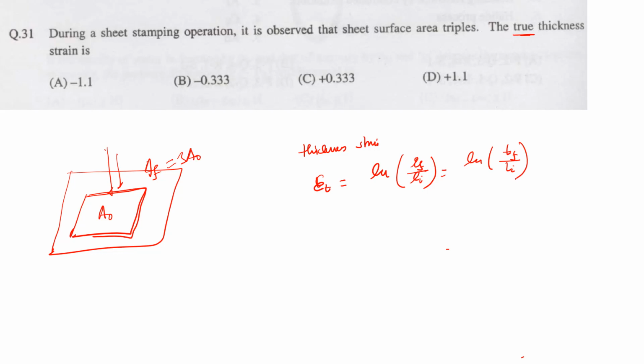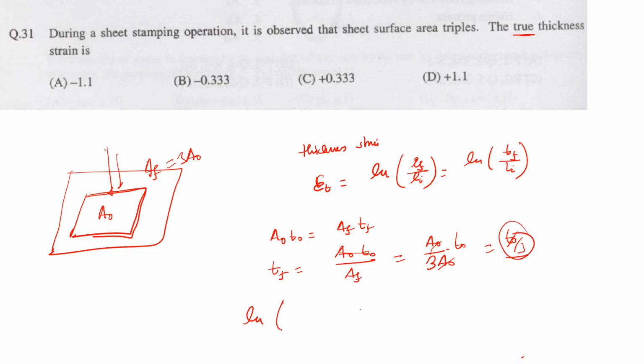Right? So now we understand that the volume should be constant, so A0 into T0 should be equal to AF into TF, so TF will be nothing but A0 T naught by AF, and AF we know it is 3 times A naught. So the final thickness will decrease such that it becomes T naught by 3. So T naught by 3 divided by T naught. So it will be ln 1 by 3, that is nothing but minus ln 3.